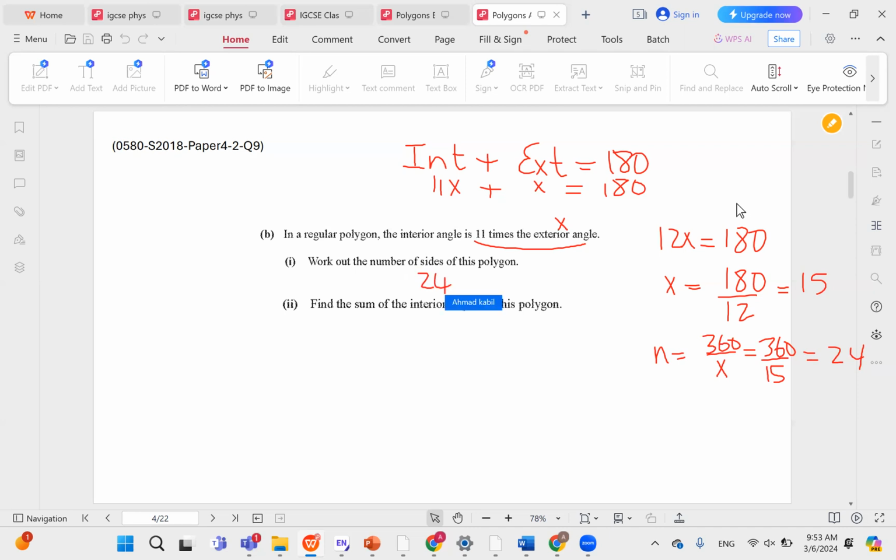Now, to get the sum of interior angles, all you have to do is apply the rule. You just do 24 minus 2 times 180. And that gives us 22 times 180. And you just use your calculator. And you get 3,960.